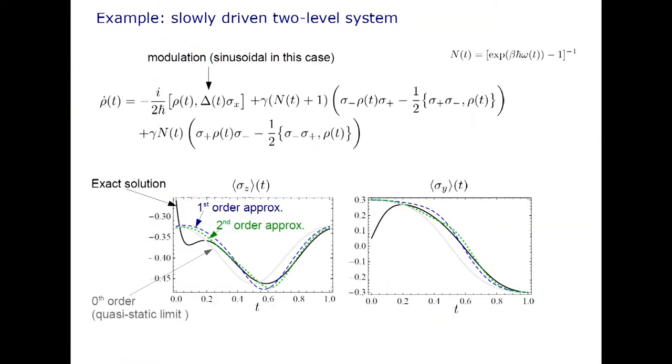Now, this is an example. We have a qubit in a thermal bath, and we change the Hamiltonian along sigma x in a sinusoidal way, just a random example. You have the gray line, which is the fixed point, the equilibrium solution. The real solution is the black one. And then you have the first order and second order analytical approximation that we could compute using this perturbation theory approach.